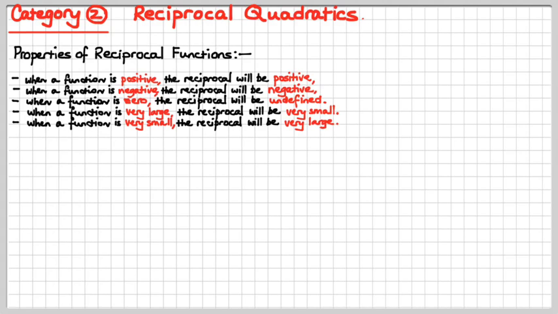And when the function is very small, the reciprocal will be very large, because something over very small is very large. And of course, if the function itself is plus or minus 1, then the reciprocal will also be plus or minus 1, because 1 over 1 is 1 and 1 over minus 1 is minus 1. Do you get that? Excellent.